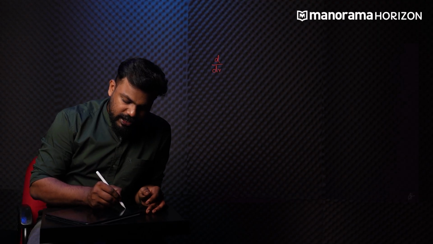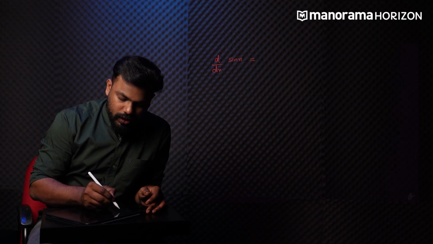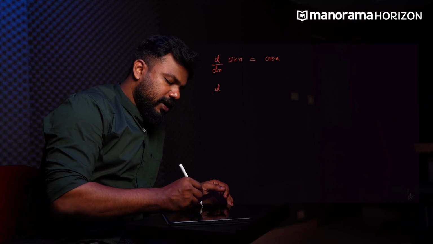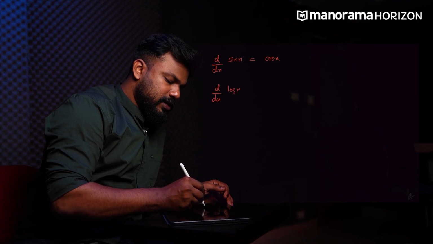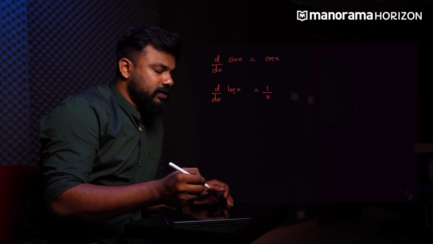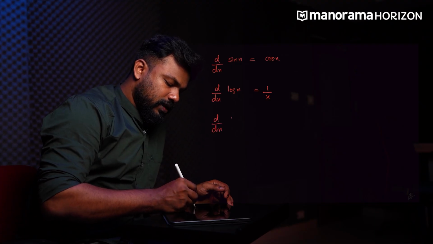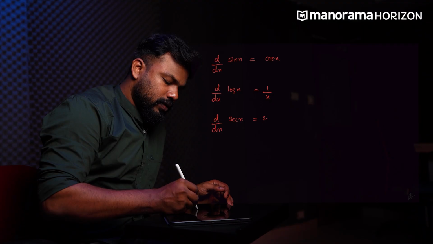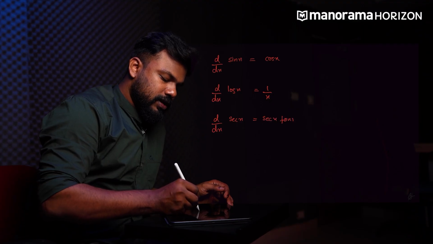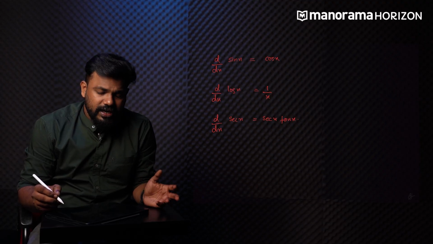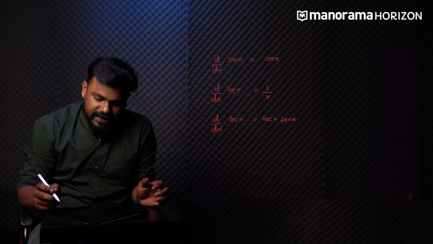So now we have d by dx. We know that d by dx of sin x is nothing but what? Cos x. So d by dx of sin x is cos x. Now, d by dx of log x is 1 by x. Yes. And the same like that, if I write d by dx of sec x is sec x tan x. So you have the derivatives of three different functions that I've written here: sin x, log x, and sec x.